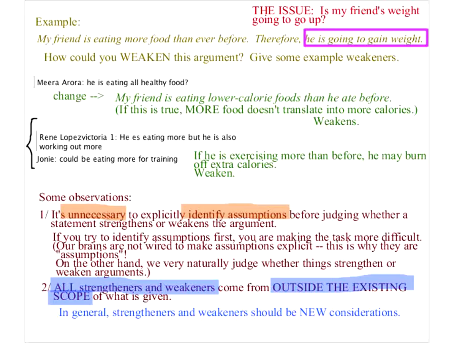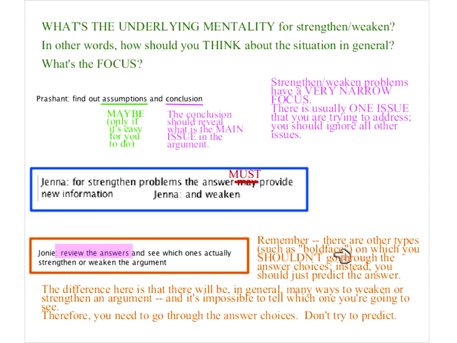Like again, back to this example. Let's say that I see an argument that amounts to this. Then if I say, I'm going to predict that they say my friend is working out more, it's great. It would work. It would definitely weaken the argument. And what if they gave me that instead? If they gave me that, I'm going to be like, oh, wow, I wasn't looking for that. So no predicting. It's going to come from outside, and you have to just go through the choices, unlike other problem types, such as boldface and so on.